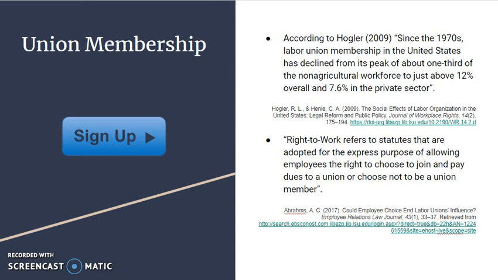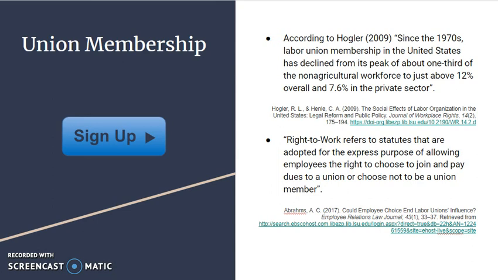According to Hogler's 2009 research, since the 1970s, labor union membership in the United States has declined from its peak of about one-third of the non-agricultural workforce to just above 12% overall and 7.6% in the private sector. Another researcher named Adam Abrams discusses how there has been a significant drop in union membership in the private sector, which is the lowest level in history in his 2017 research with the Employee Relations Law Journal, a total drop of 6.4%, which means that more employees are choosing to reject joining a union even though the union represents them.